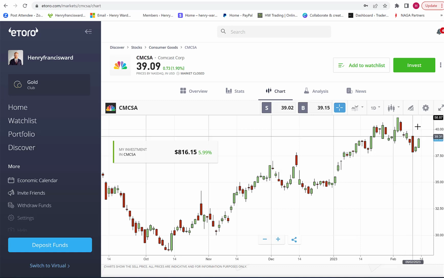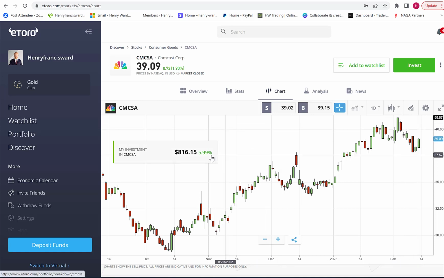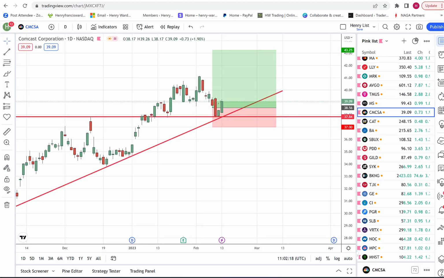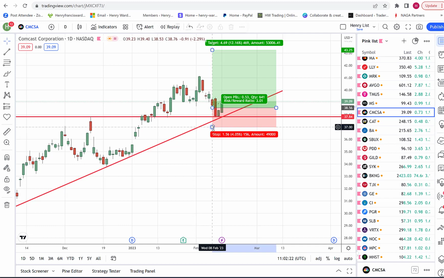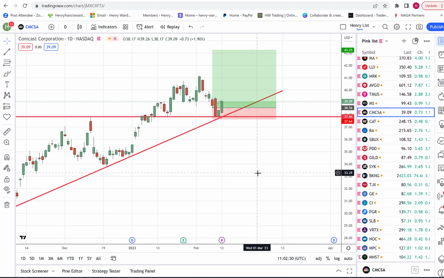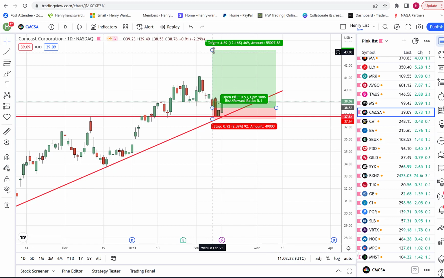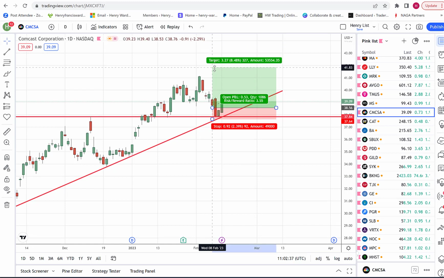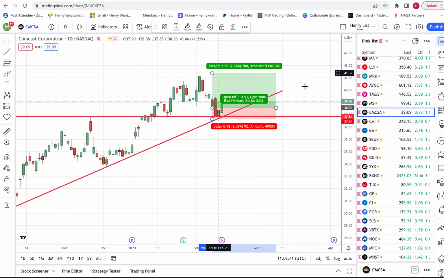Okay, and it's now popped to the upside. We're 6% up on this. So they're the kind of trades that I'm looking for on the likes of these. 37.60 was my stop loss. So there's my stop loss, and that's the idea. That's what we're looking for. We're looking for the 3 to 1, looking for this to run, and let's see how it goes.